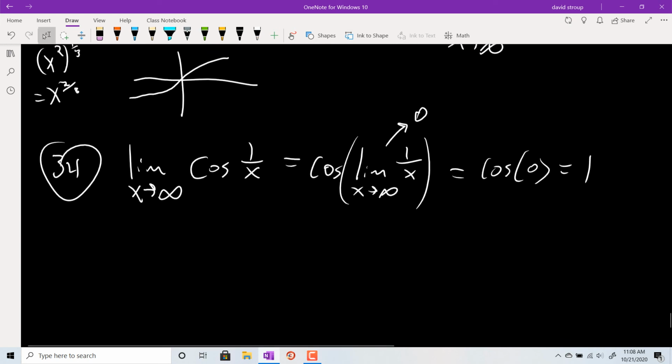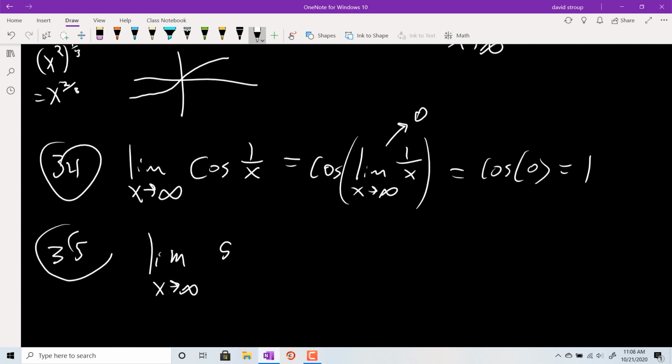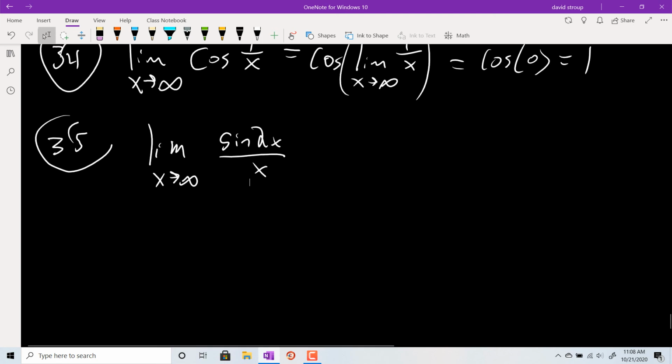One or two more. So 35: the limit as x goes to infinity of sine of 2x over x. This one you can't really finesse using any little tricks that we've learned in this section. What you have to do is the Squeeze Theorem, which you may have forgotten by now. What's true for sine and cosine is that they always exist between negative 1 and 1. It's just a fact of life.